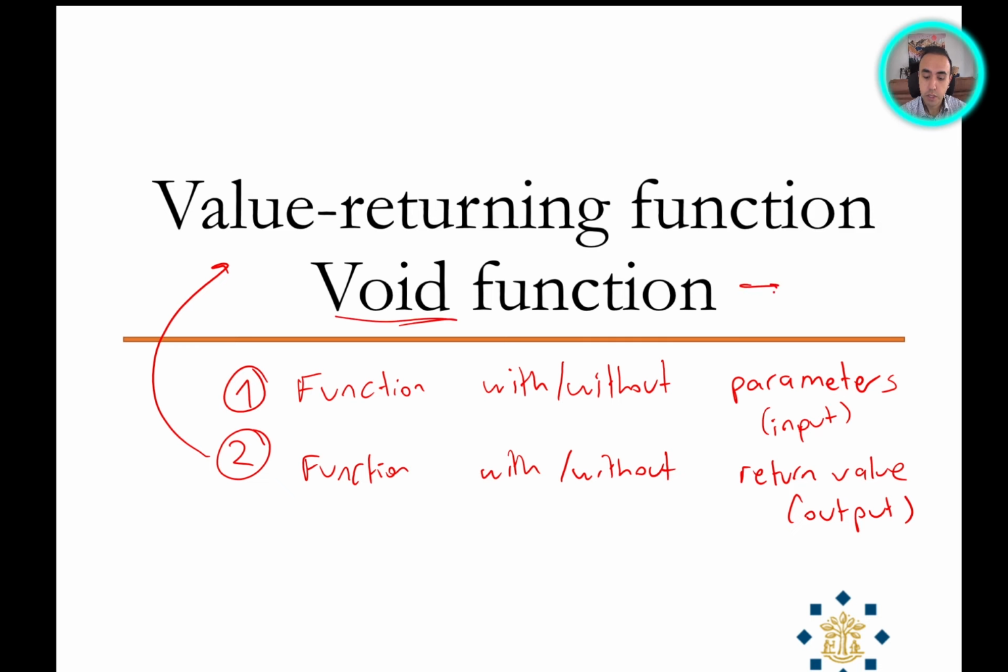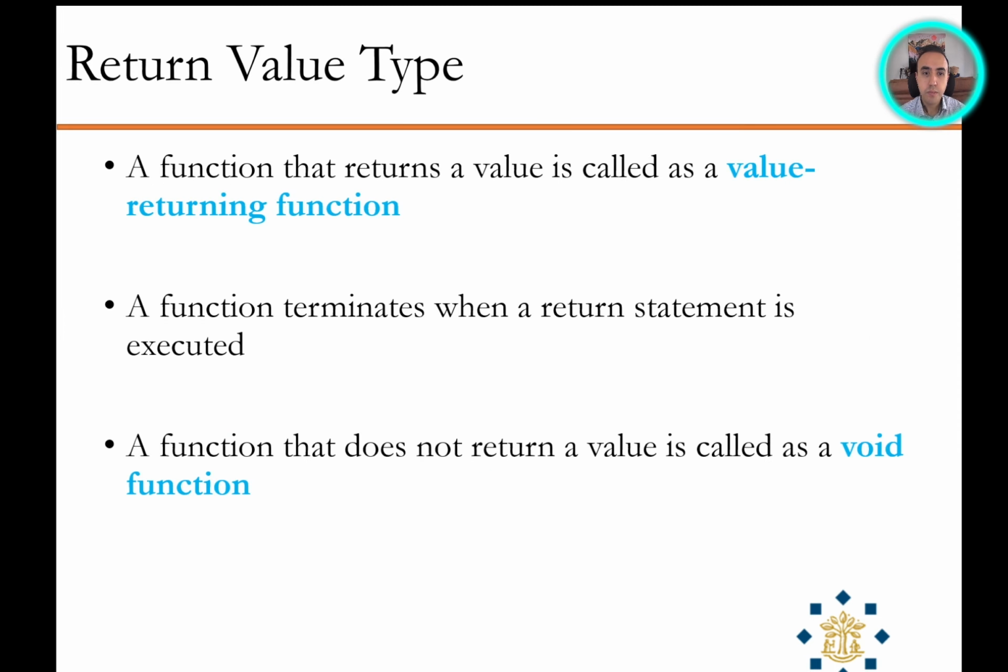So a void function has no return value. So they are non-value returning functions. A function that returns a value is called a value returning function. And the function terminates, this is critical, when the return statement is executed.